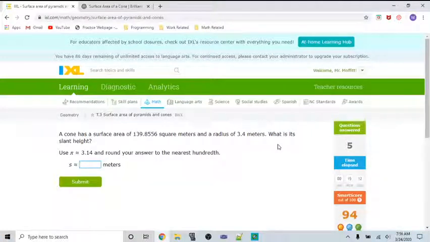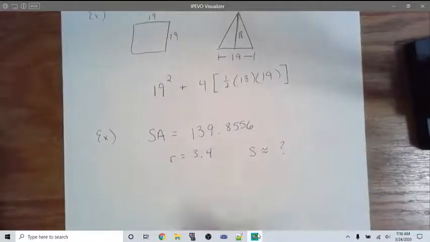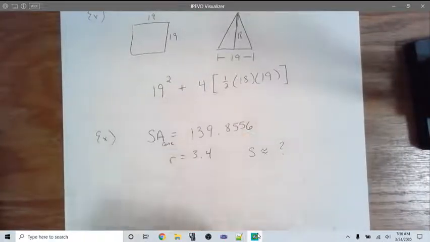So this gives me a surface area of 139.8556 square meters. It gives me a radius of 3.4, and it tells me that S is what I want to find. I almost said S is something that we have. I was looking at S and this 3.14, saying use 3.14 for our pi. And so we want to go back here and say, this is our question. It's given us this.